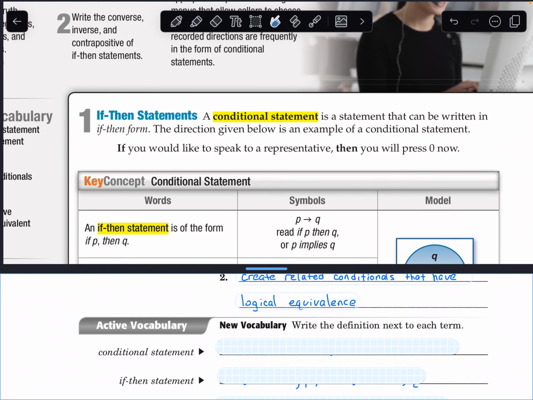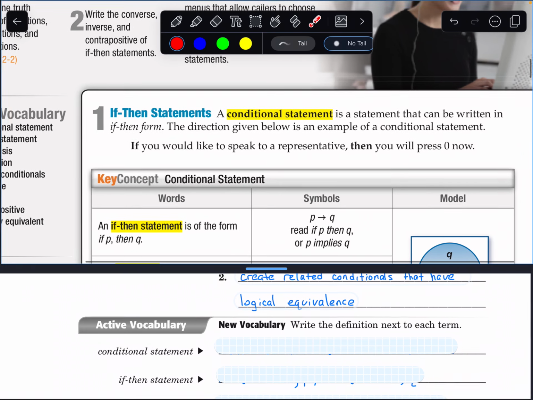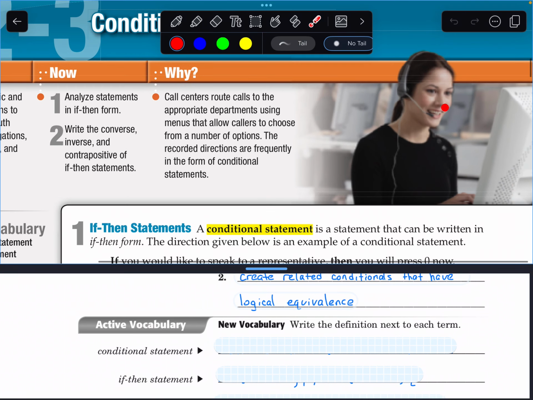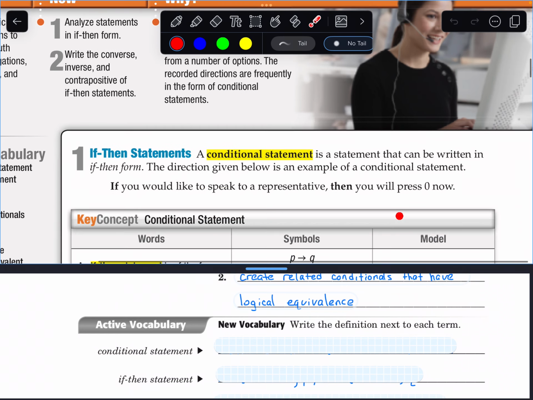If-then statements. A conditional statement is a statement that can be written in if-then form. The direction given below is an example of a conditional statement. If you would like to speak to a representative, then you will press 0 now. I think that's a reference to the telemarketer or IT help desk example above.